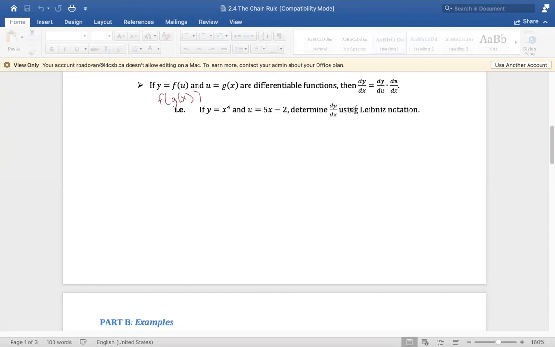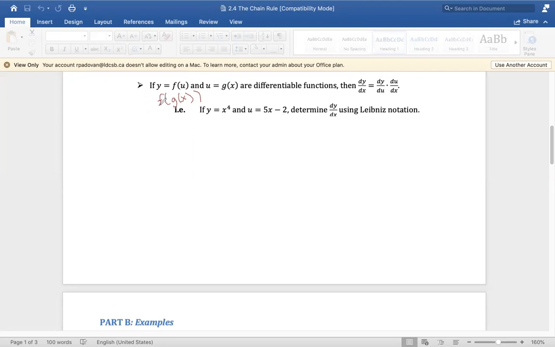Then Leibniz's notation is dy dx, which just means taking the derivative of y with respect to x, would be equal to, see, if I'm taking the derivative of y here with respect to x, but there's no x's in this particular function, right? I have to take dy du, the derivative of y with respect to u, then multiply that by du dx. Then look at this function, the derivative of u with respect to x. So again, we'll go over an example of this.